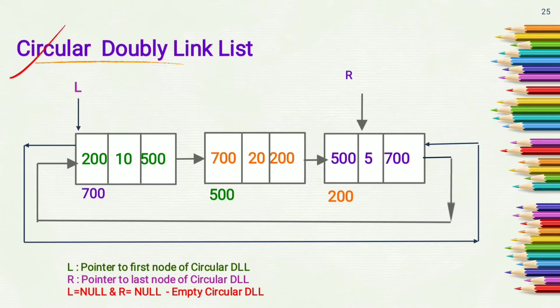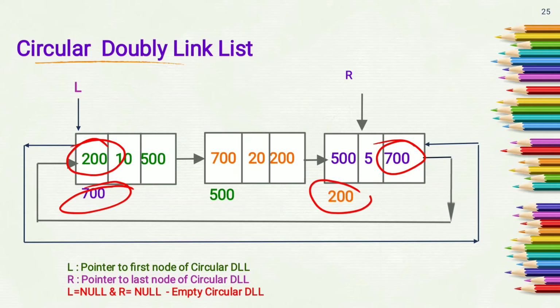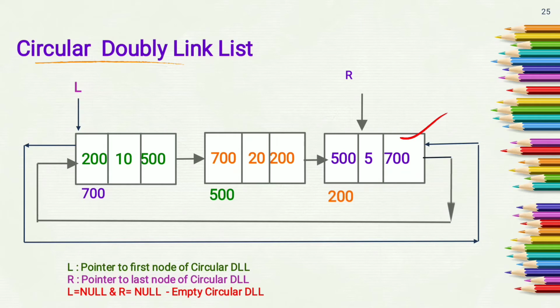The second type of circular linked list is circular doubly linked list. It is same as doubly linked list, where each node contains three parts. First is the data part, second is the previous pointer, and third is the next pointer. But here the last node's next pointer stores the address of the first node, and the first node's previous pointer contains the address of the last node. In circular doubly linked list, the next node of the last node is the first node and the previous node of the first node is the last node. So there is no null in any node of the circular doubly linked list.